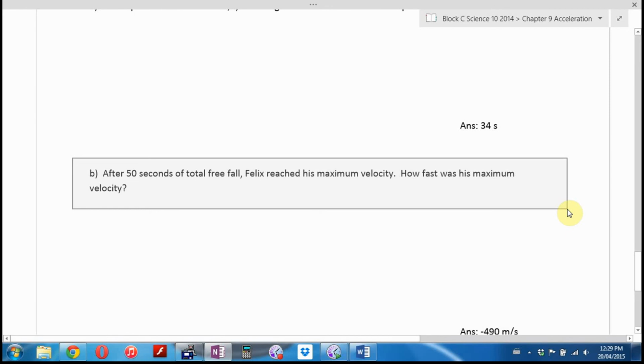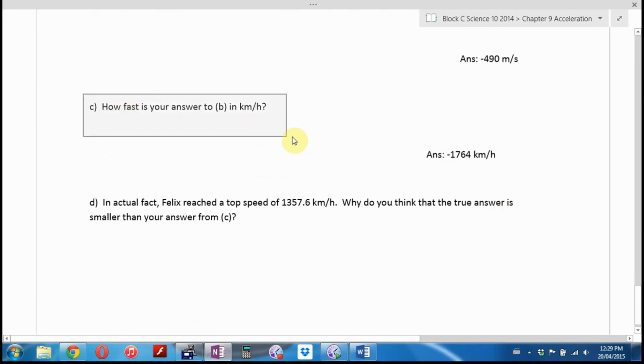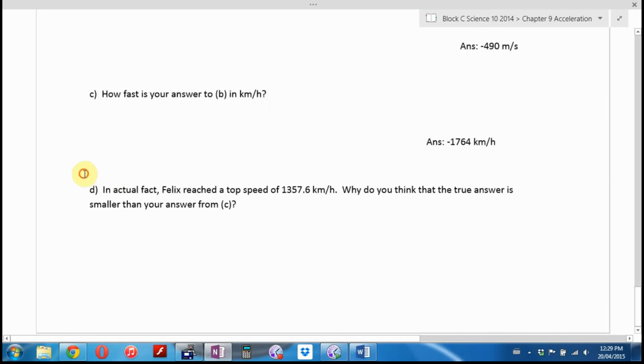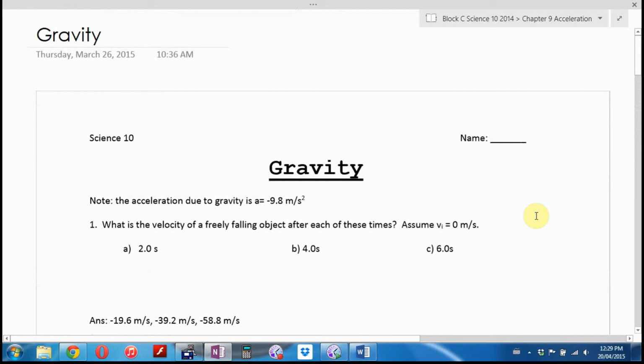How fast was his maximum velocity? And then see if you can convert that to kilometers per hour. Has something to do with a 3.6. And then there's a little thought question. I'm going to give you all about half an hour to work on both of these. See if you can get them both done in class. Otherwise, this sheet here will be due next class, and I will take questions as well.